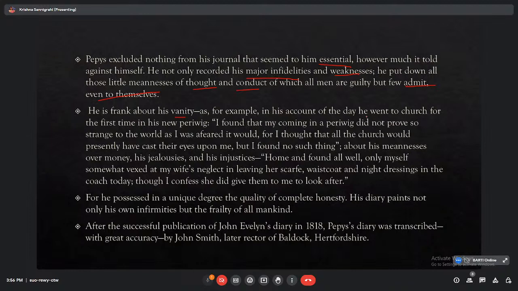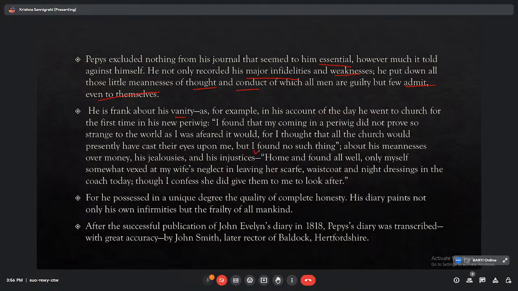So a kind of wig which people during that time could wear on top of their head, both men and women. So I found that my coming in a periwig did not prove so strange to the world as I was afraid it would, for I thought that all the church would presently have cast their eyes upon me. But I found no such thing. About his meanness over money, his jealousies, and his injustices.